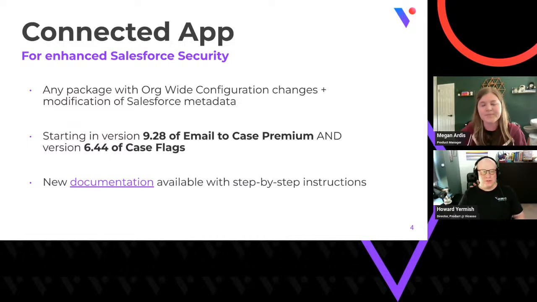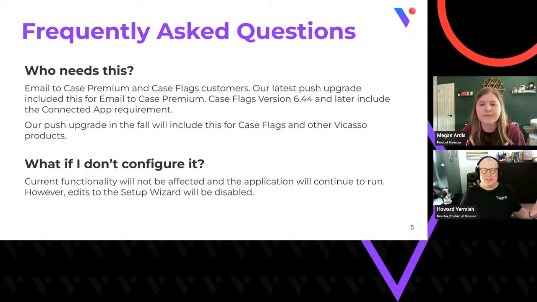Awesome. Now, one of the things when we first started looking at this Connected app, there were a number of immediate questions that we had, and we want to just go through those questions with you because you probably have them. So let's talk about it. So the first question is who needs this, Megan? Yeah, absolutely. So today, Email to Case Premium and Case Flags customers need this and have this in their setup starting in those two versions I just mentioned. So our last push upgrade for summer 24 of Email to Case Premium, if you receive that upgrade, you have the Connected app in your setup. For Case Flags, version 6.44 and later, that's going to be included in our push upgrade in the fall, and some other Vicasso products will have this Connected app as well.